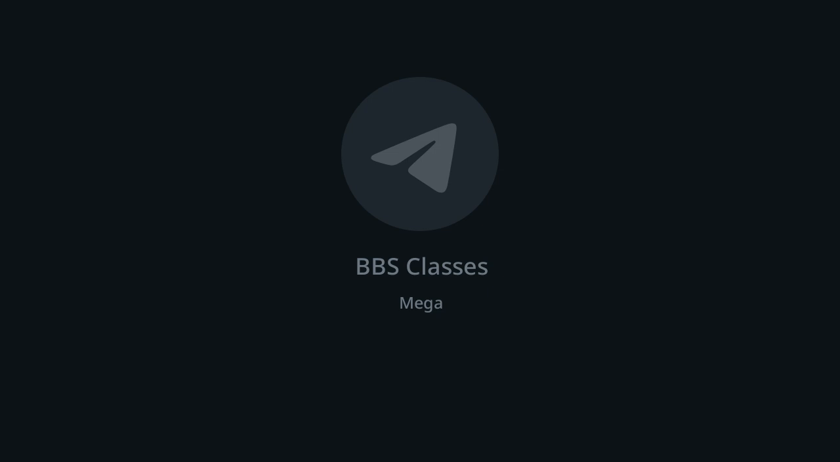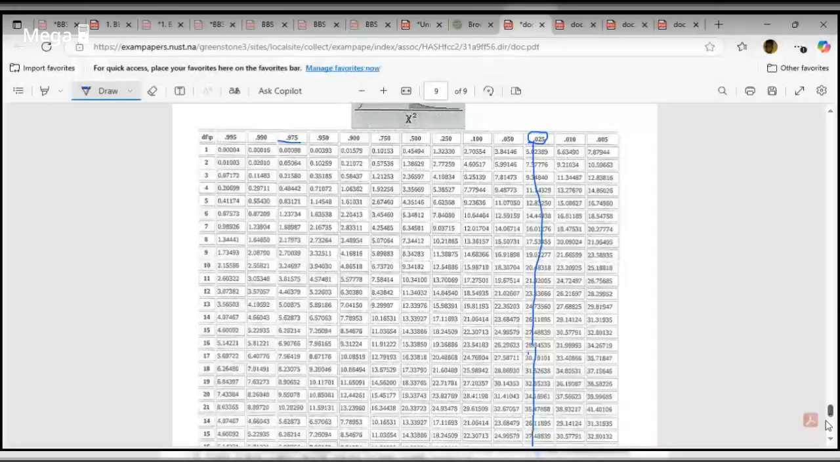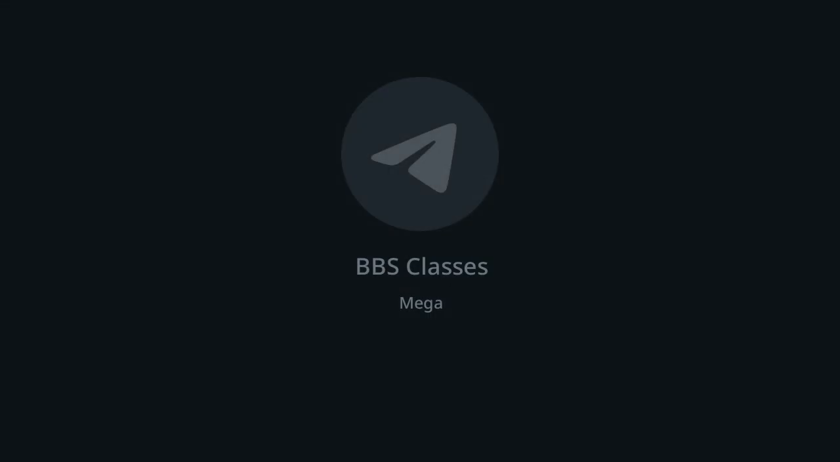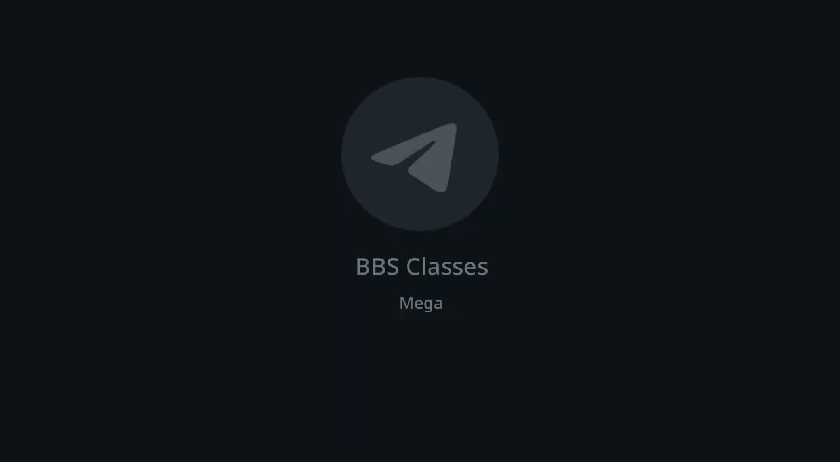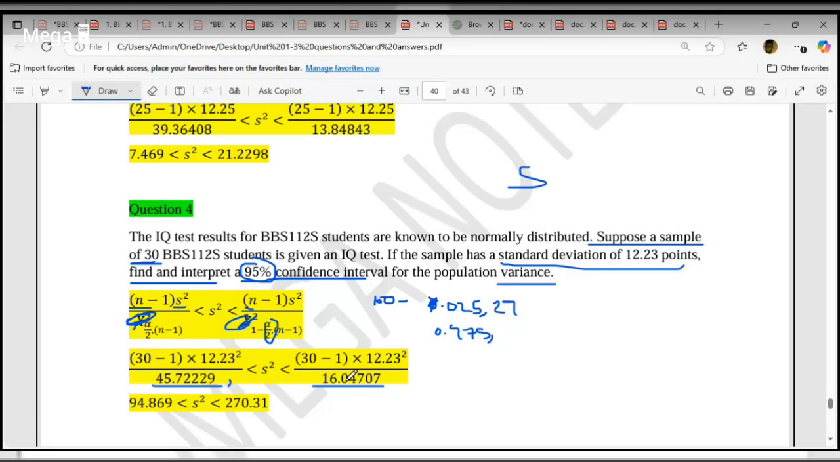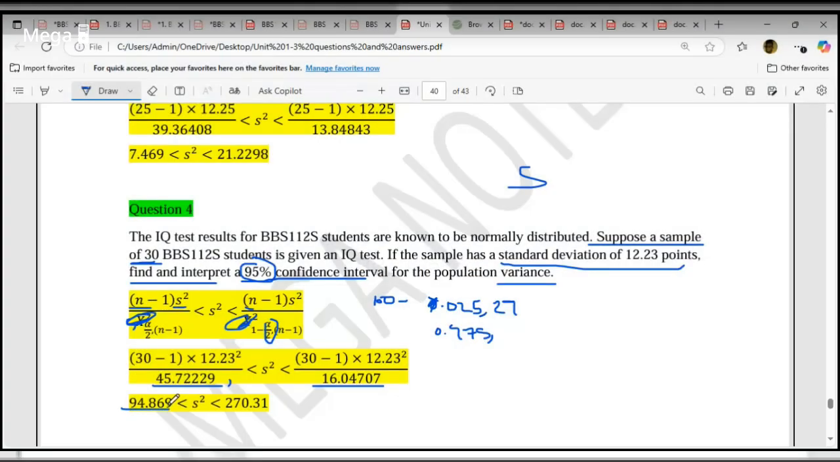So the 29 and the 0.975, they meet at 16.047. From there, you just get your two answers. You just put this on your calculator: 30 minus 1 times 12 divided by that, and it is the same thing on the other side: 30 minus 1 times 12 divided by that, and you get your answer.